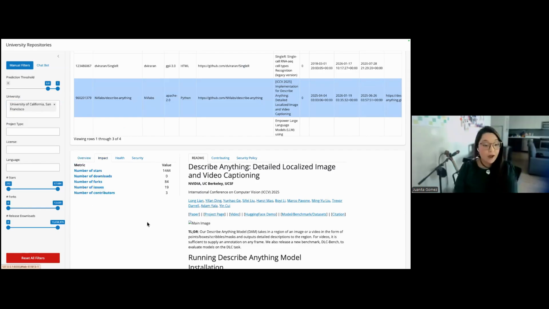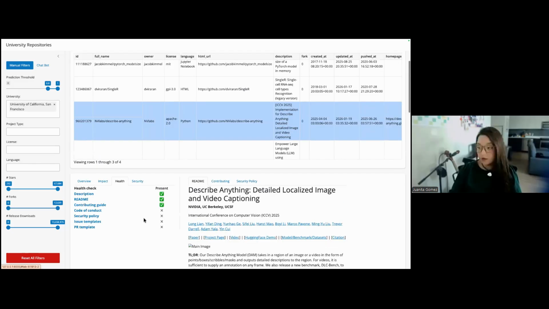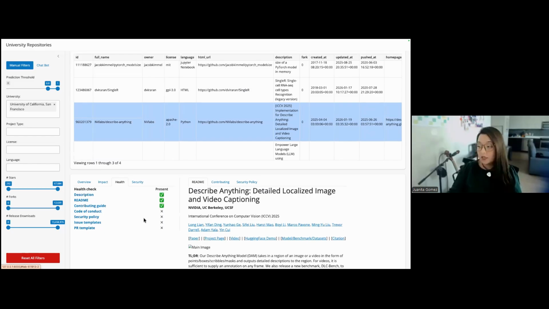This is one of the things that I care more about, impact. I have some of the things that could potentially mean impact, but this is something that I definitely want to get your feedback on. How do you measure impact? Health. So talking about the presence of some of these community files that I was talking about.